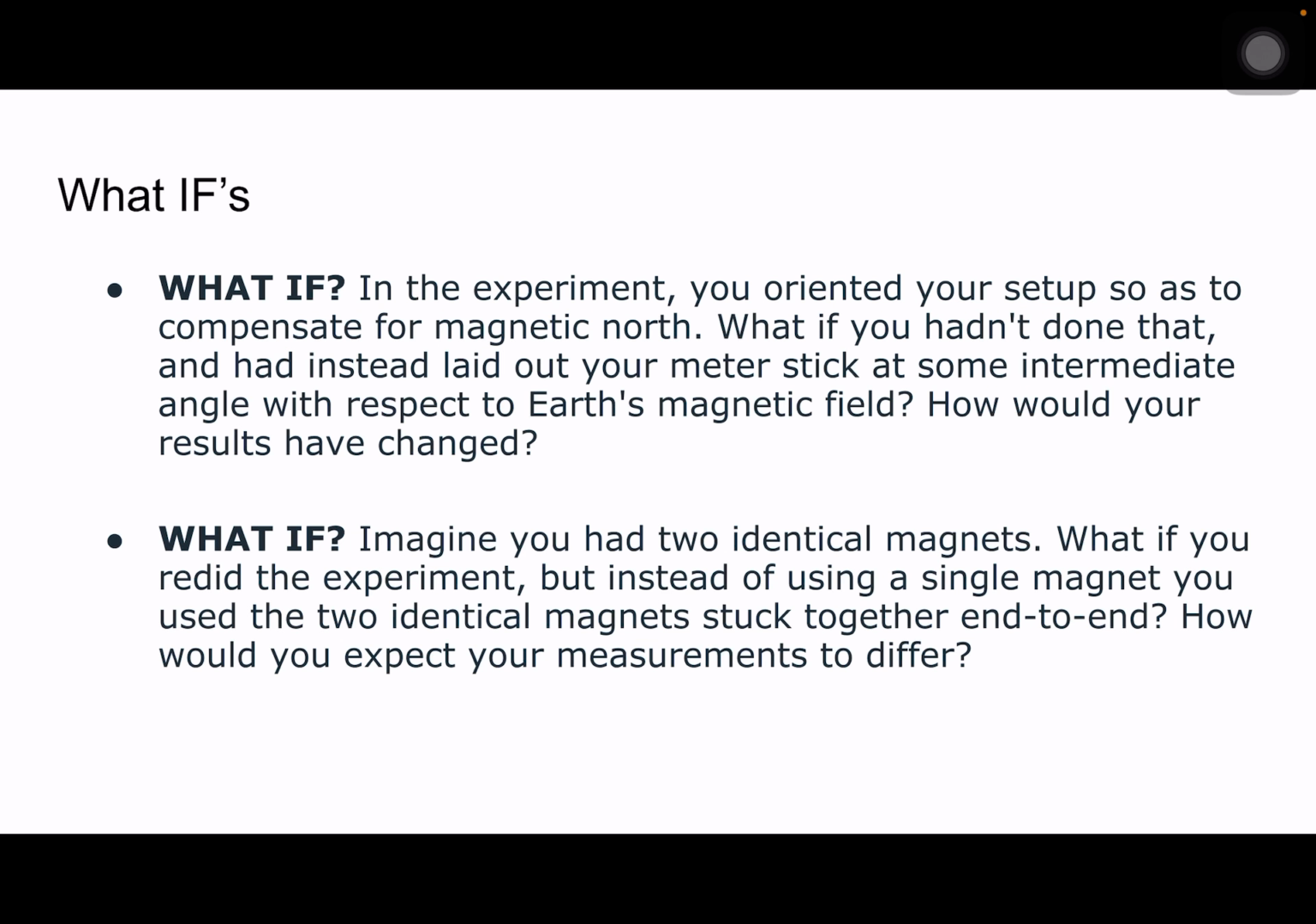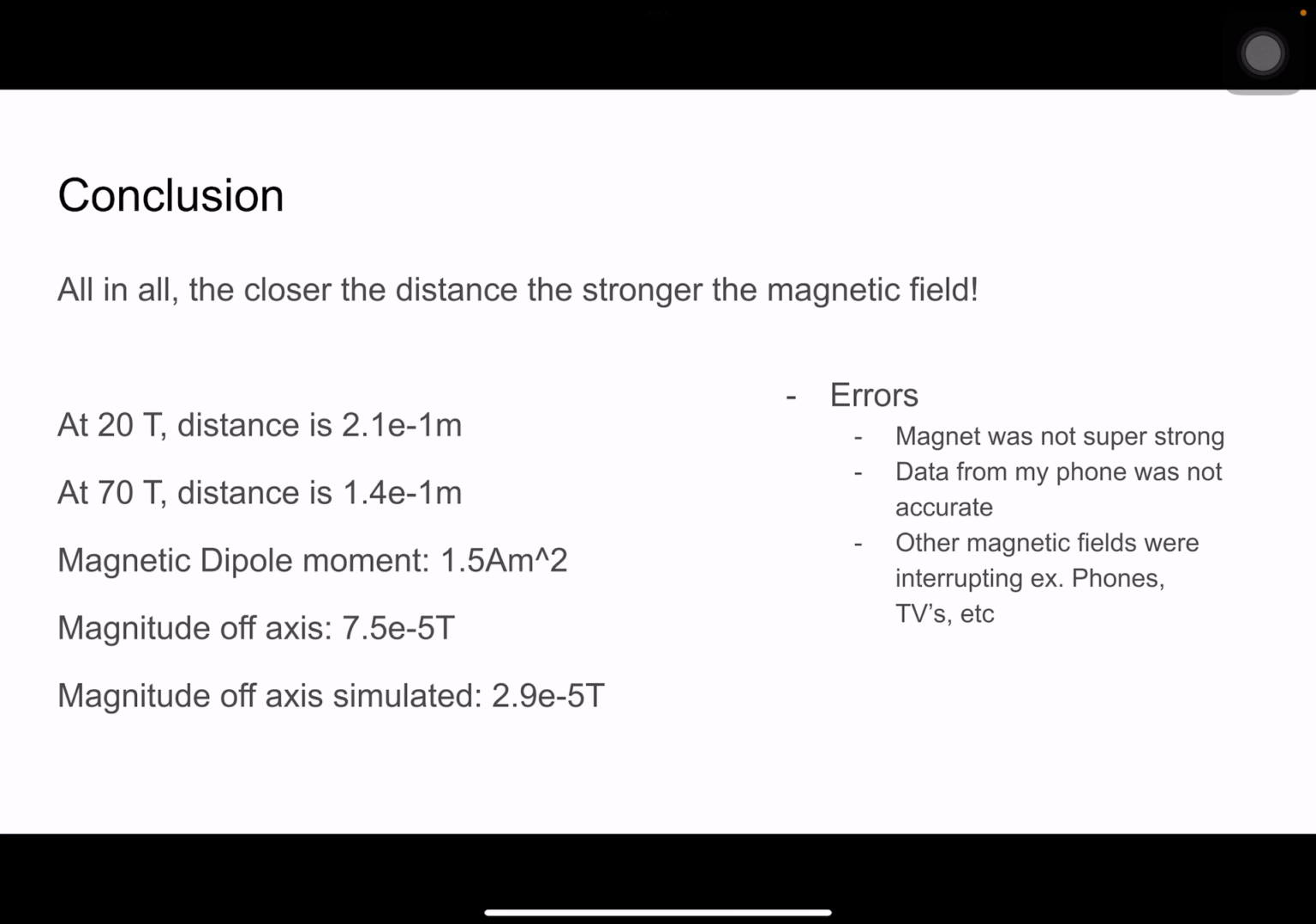original charge was. So in conclusion, the closer the distance, the stronger our magnetic field. At 20 teslas, the distance was about 2 × 10^-1 meters, and at about 70 teslas, the distance was 1.4 × 10^-1 meters, which shows that the stronger it is, the closer it is.